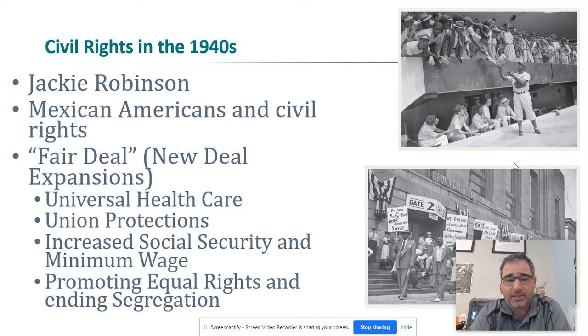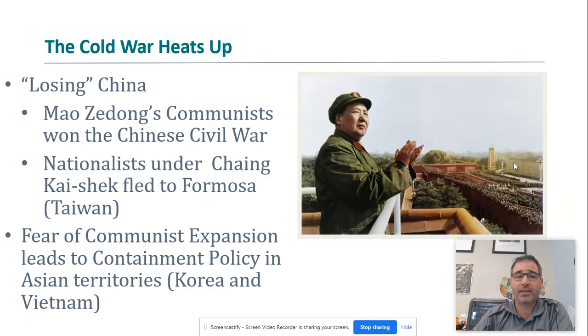The Truman administration came up with the Fair Deal, which was trying to expand New Deal programs. They came up with a plan for universal health care, which was largely thrown out, a plan for union protections, a plan to increase Social Security and minimum wages, a plan to promote equal rights and end segregation. Some of those are implemented, but not to the extent that they had hoped.